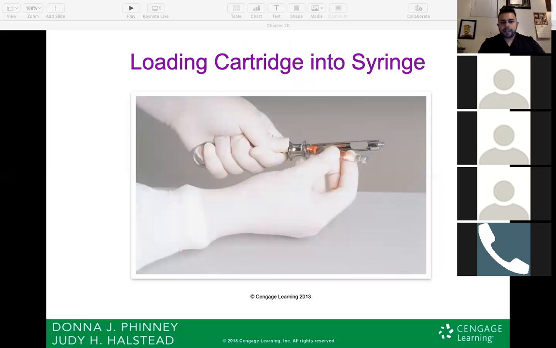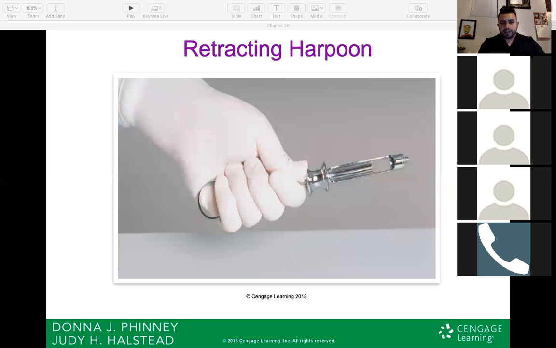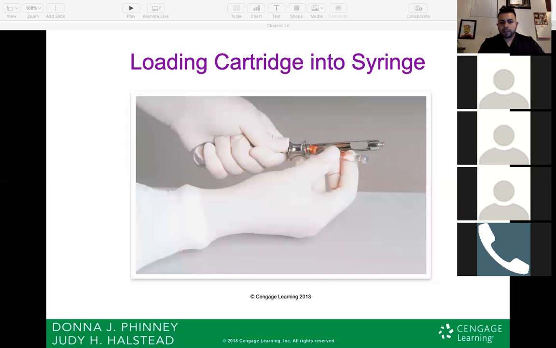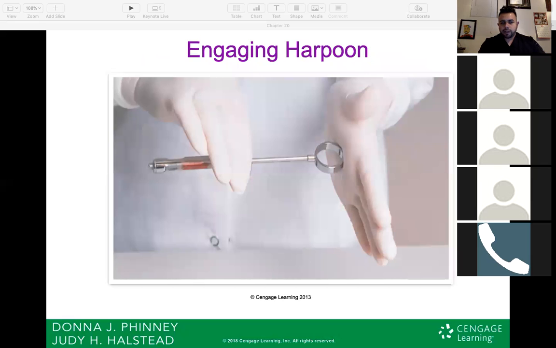And then, so that person was retracting the harpoon because they're about to load it. So once they retract the harpoon, then they can load their cartridge. Usually you want to load it so that the rubber stopper is loaded first. And then holding it like how that person is holding there, go ahead and engage the harpoon by giving it a couple of taps with your palm.